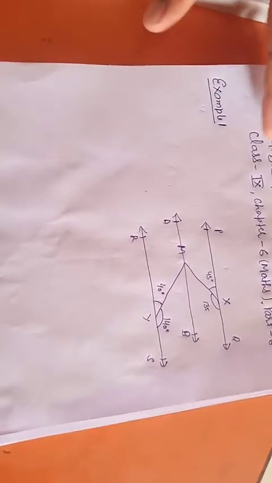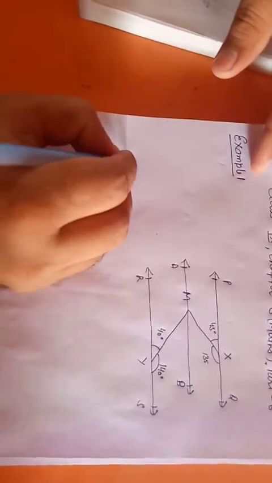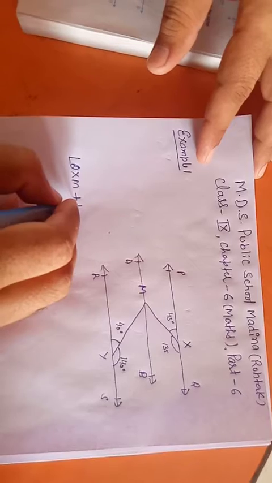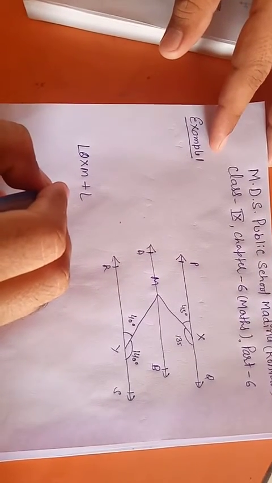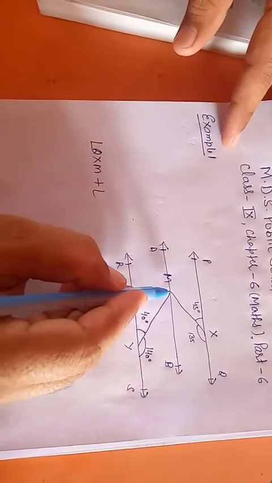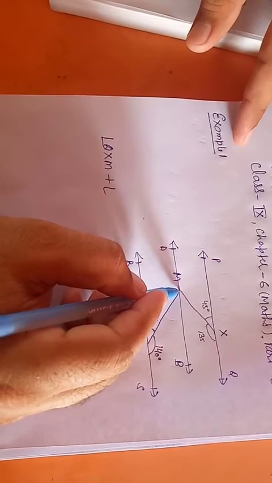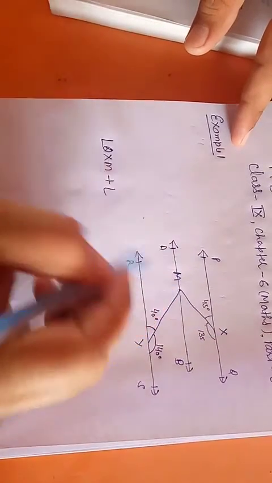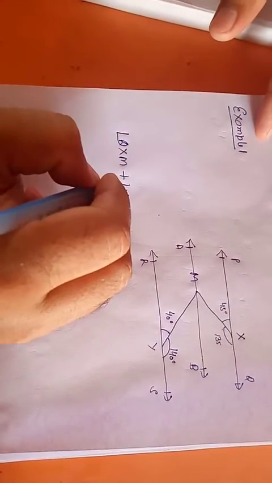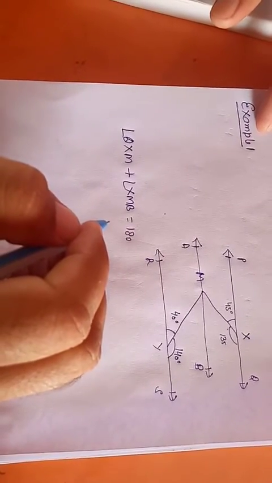Already told you, you know this angle. Angle QXM plus angle XMB is 180. Why? You can say interior angles on the same side.